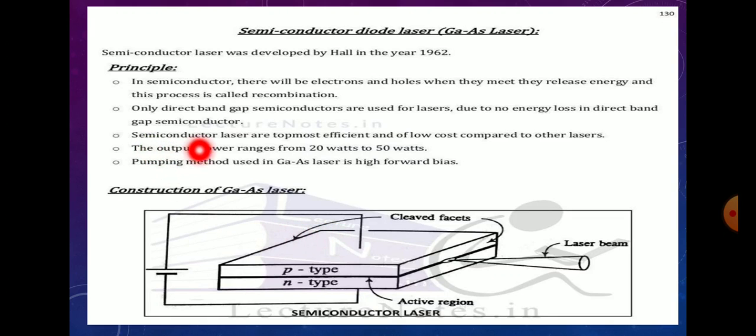Semiconductor lasers are highly efficient and low cost compared to other lasers. The output power ranges from 20 watts to 50 watts. The pumping method used in the gallium arsenide laser is highly forward bias.